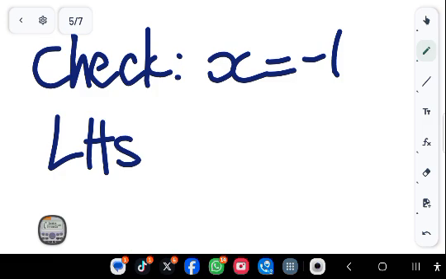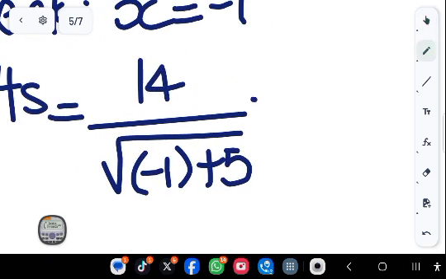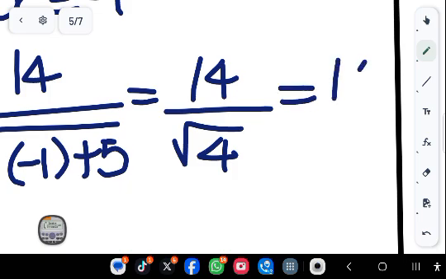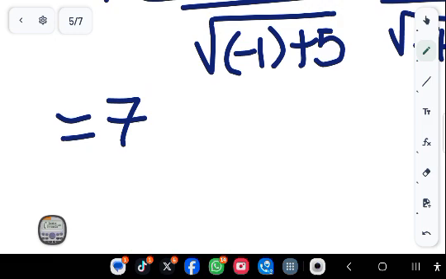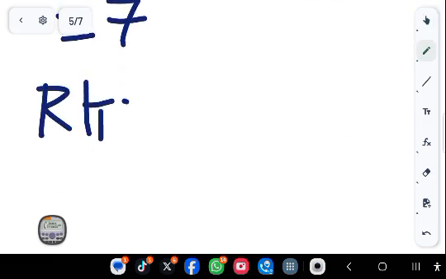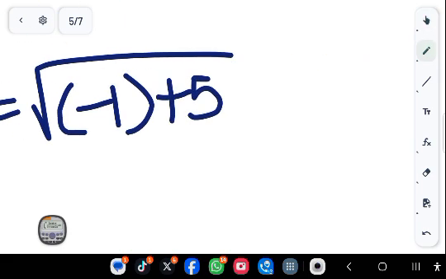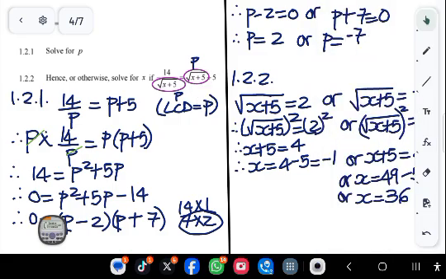On the left hand side, that is 14 over square root of x plus 5, so that will be negative 1 plus 5, that is 14 over square root of 4, which is 14 over 2, meaning that the left hand side equals 7. Now the right hand side is equal to square root of x plus 5, so that will be negative 1 plus 5, and then plus 5. Let's go back to the original so you can see exactly what is happening.